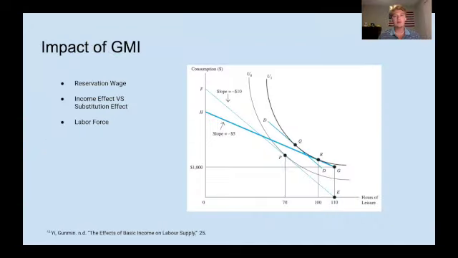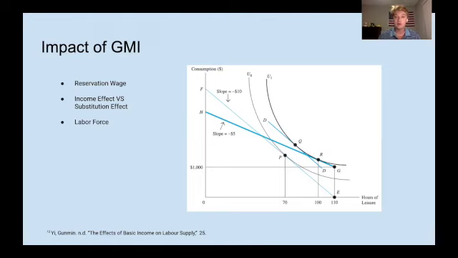Thank you for that. Now I'll be talking about the impact of the guaranteed minimum income on the labor supply. Here depicted, we have an individual's budget constraint where they receive a baseline GMI of $1,000. They have 110 hours of leisure, and they have a slope of -$5.